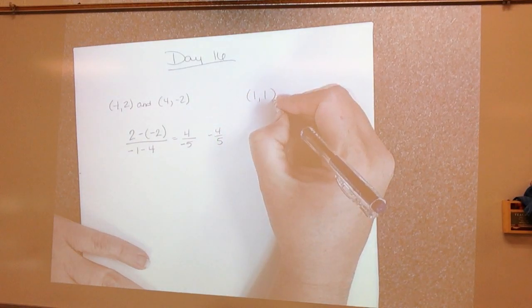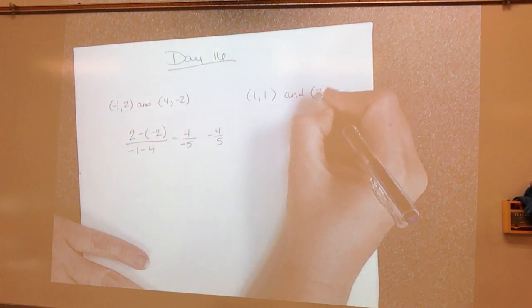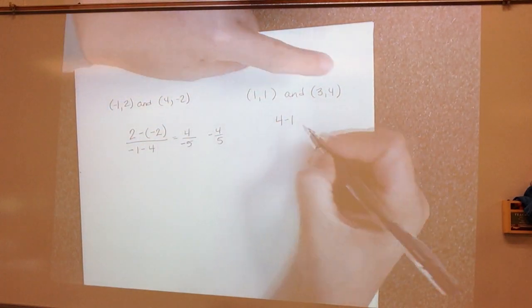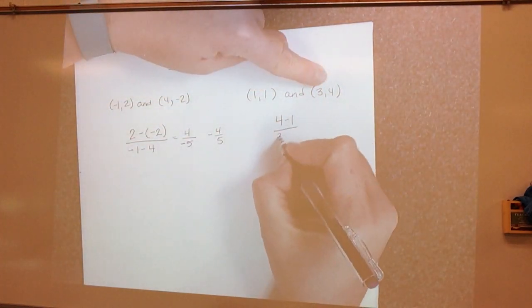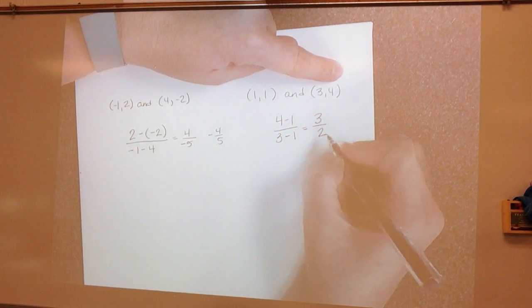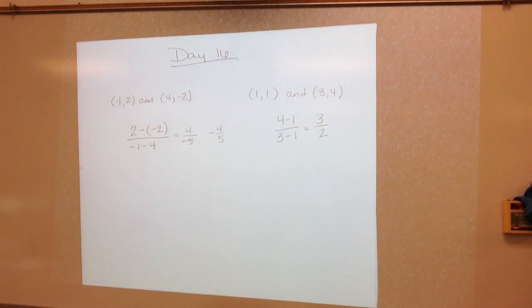Now the points 1 and 3, 4. So 4 minus 1 over 3 minus 1. That gives me 3 over 2. So the slope for that line would be 3/2. It's a positive slope.